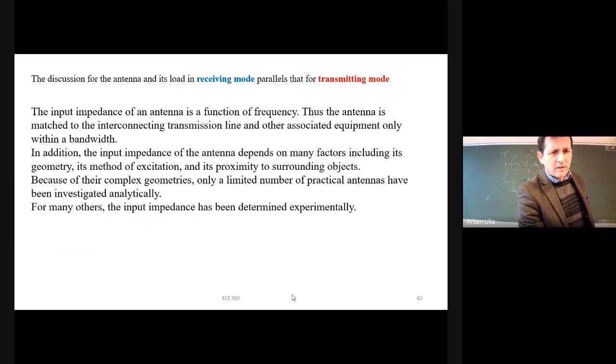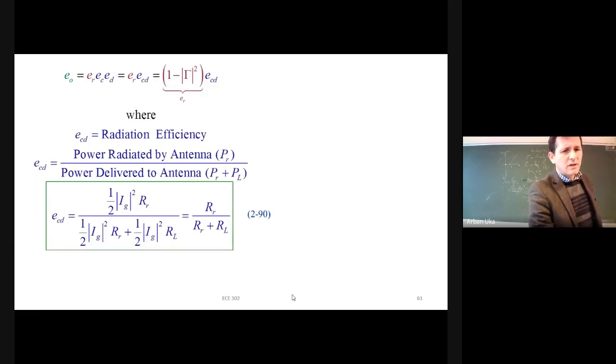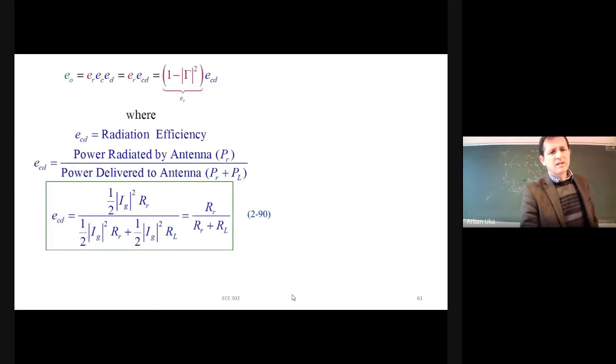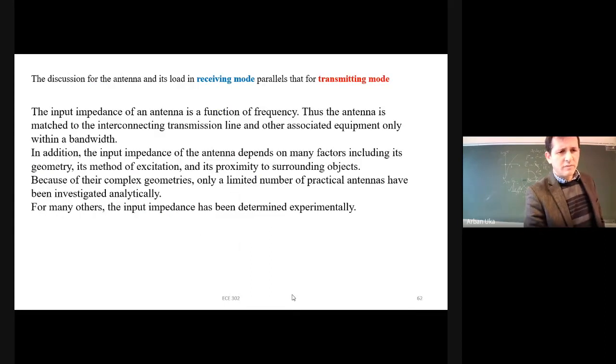So let's move again. The discussion for the antenna and its load in receiving mode is equivalent to the discussion that we can have for the transmitting mode, which means that the equations that we are writing here for the transmitting antenna, because we have the power which is radiated or sent out, the same equivalency can be constructed also for antennas that don't emit, but antennas that receive. Okay, so let's go back here.